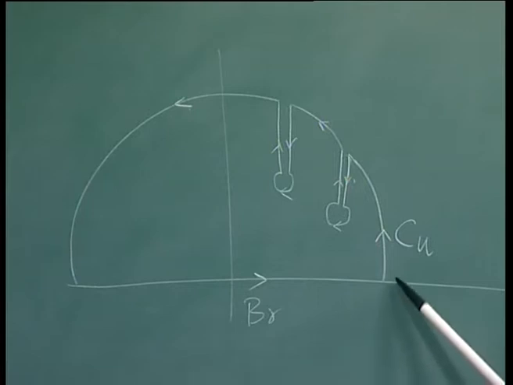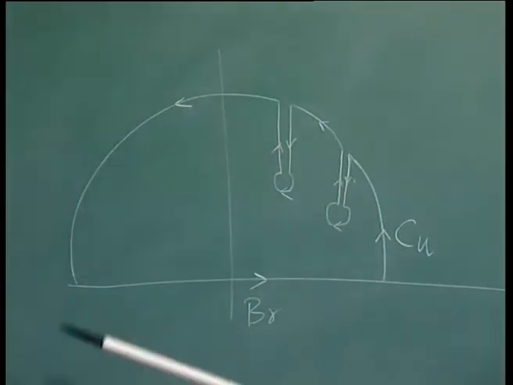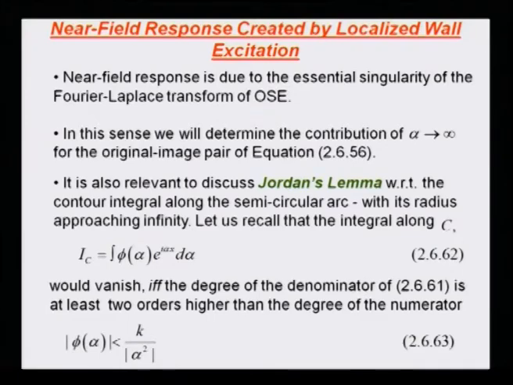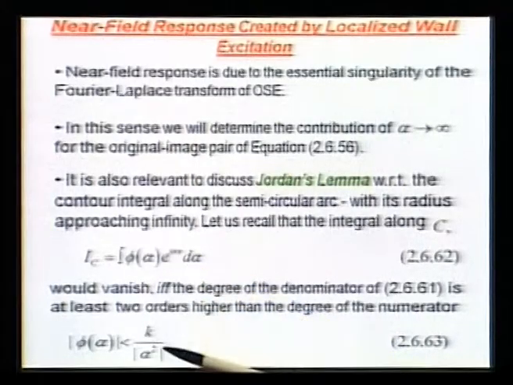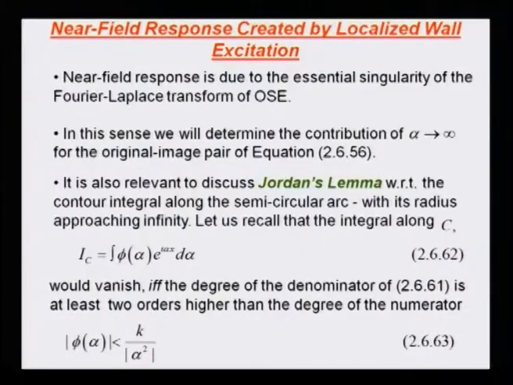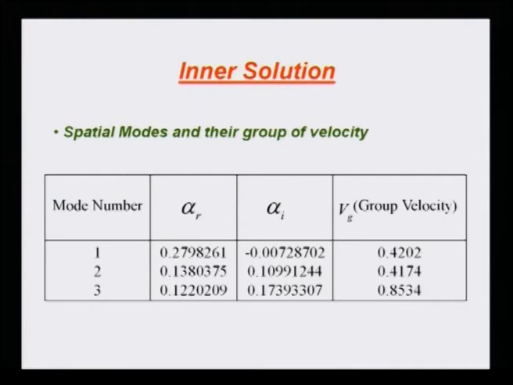And we are talking about this part, the contribution coming from the semicircular path. Jordan's lemma claims that if phi of alpha has this kind of structure, where the denominator's order is at least 2 degrees higher than the numerator, then this will not contribute anything. So we decided to take a look at that aspect and see if phi of alpha indeed has this property or not, and that's where we began.